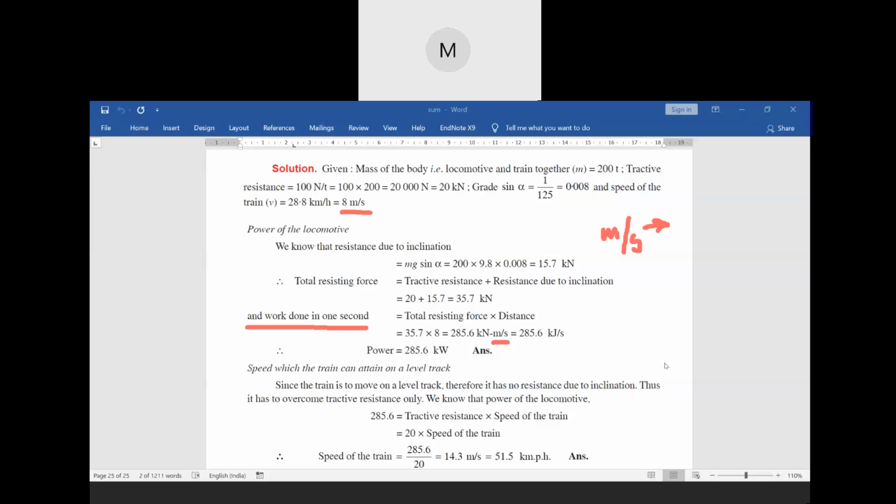Wait, I'll ask someone else. Tejavor, just say, why do you take work done in 1 second? We don't take the whole work done. Okay, these two will be marked absent today.